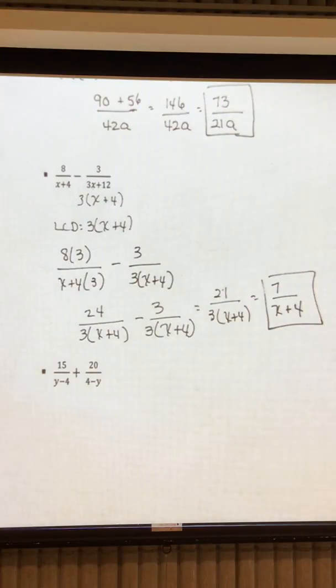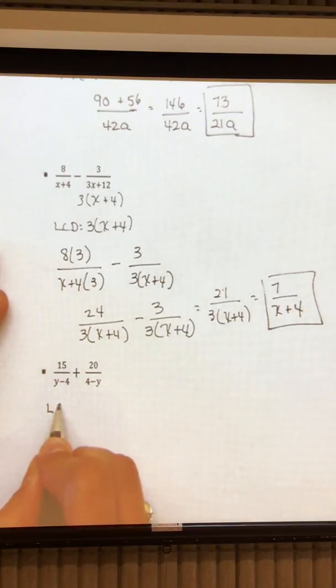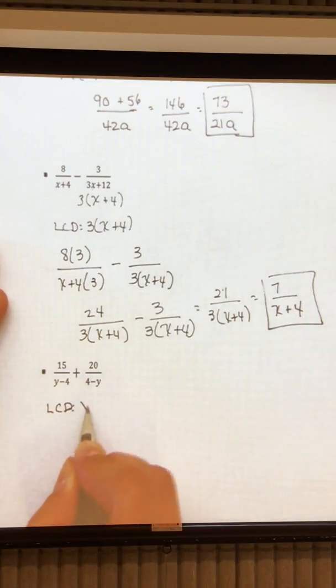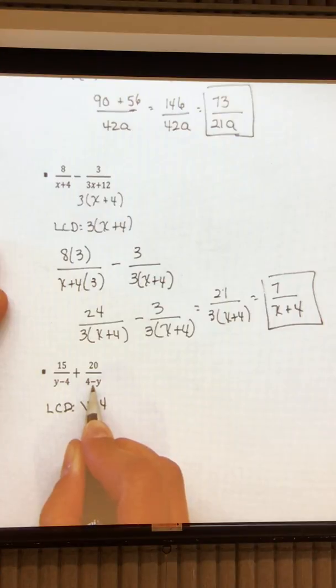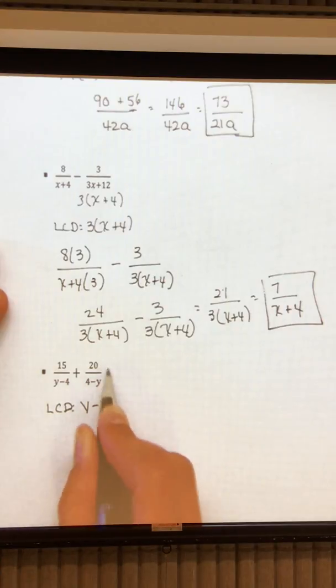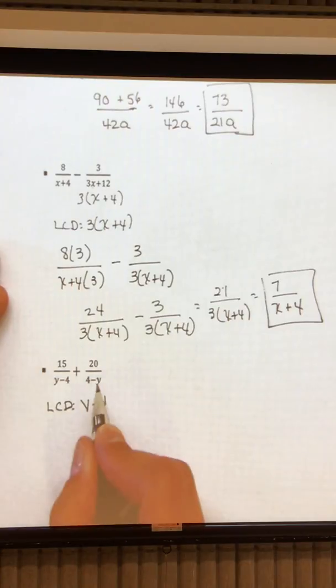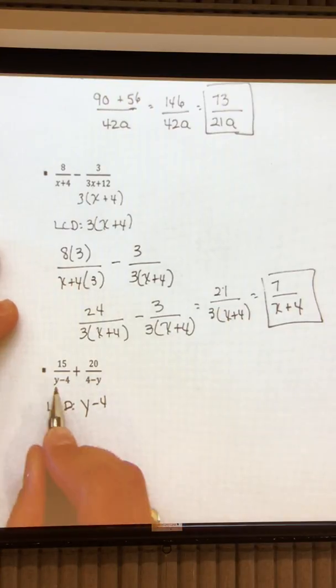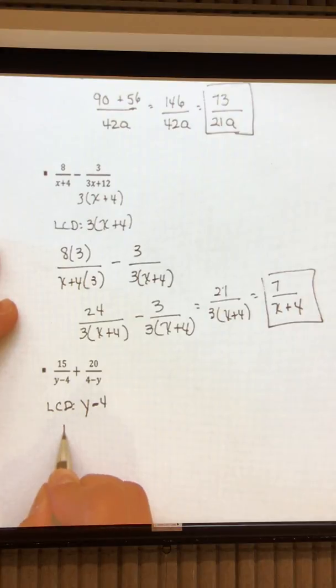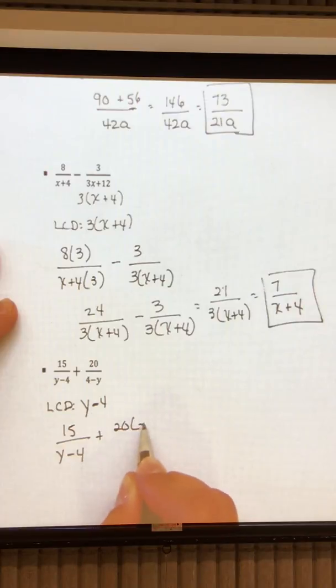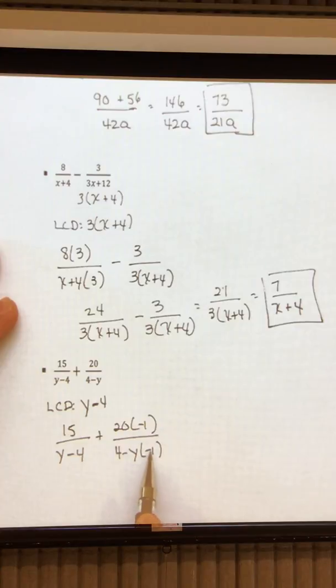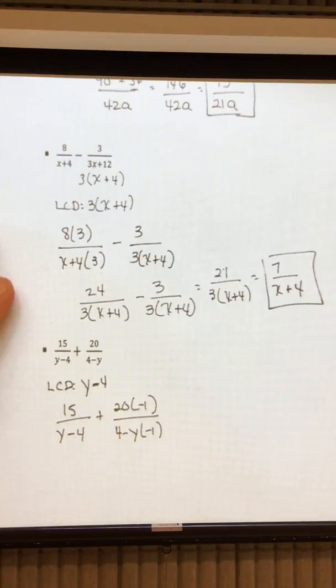And the last problem for number 4, again, our least common denominator is y minus 4. So here what we're missing is a negative 1. So we need to multiply that second fraction by a negative 1. So it will look like this, y minus 4. So we have 15 over y minus 4 plus 20 times a negative 1. And then we multiply that denominator by negative 1. And again, when we do that, we have negative 4 plus y, which is the same as the first denominator.